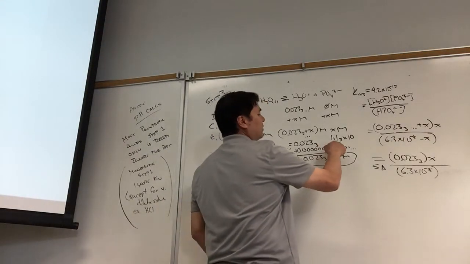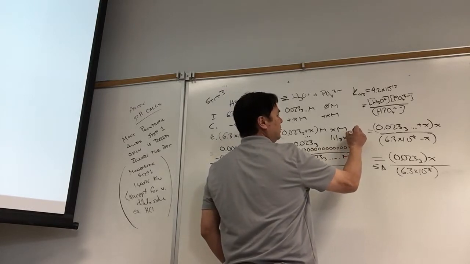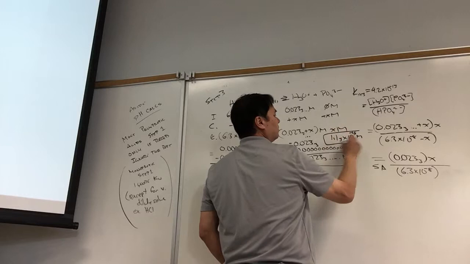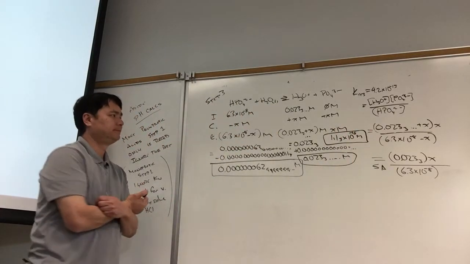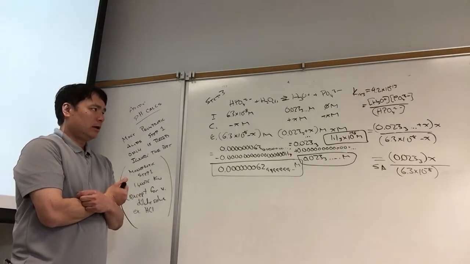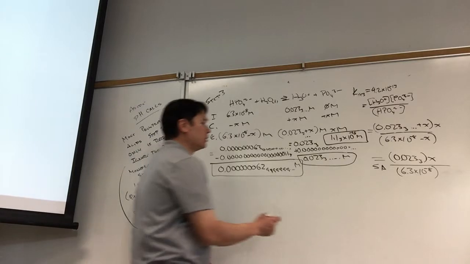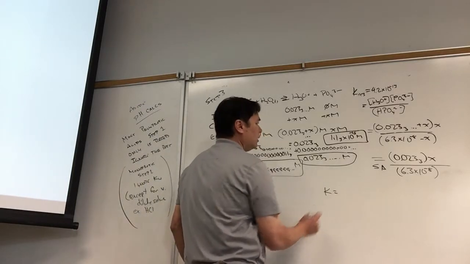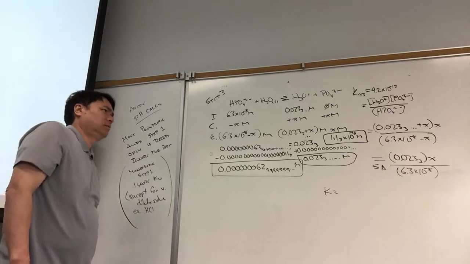So this is going to come out to 1.13 times 10 to the minus 18. Now, we want to double check our answers here. So let's just double check our K, make sure that still works out.